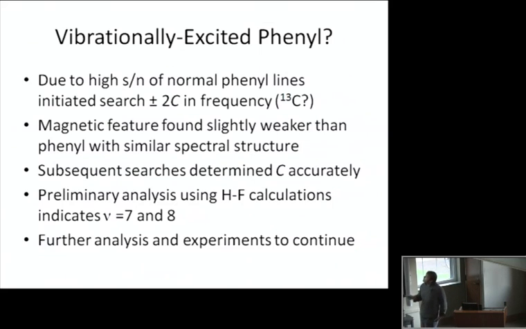Now, also with the instrument, due to the high signal to noise of the normal phenyl lines, we initiated a search plus or minus 2C in frequency, that's the rotational constant, to see if we could observe other lines of similar character. So perhaps 13C in natural abundance. A magnetic feature was found that was slightly weaker than phenyl, but with similar spectral structure. Subsequent searches were able to locate other series of lines and ultimately determine C accurately. The preliminary analysis using Hartree-Fock calculations indicates that these are the nu equals 7 and 8 vibrational modes. Of course, this needs further analysis, which will continue soon, and hopefully we can pin this down.